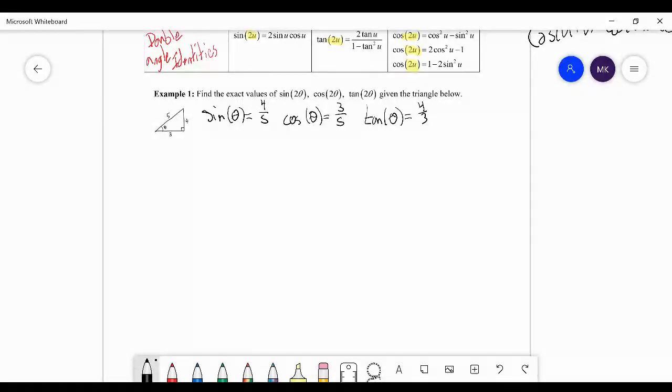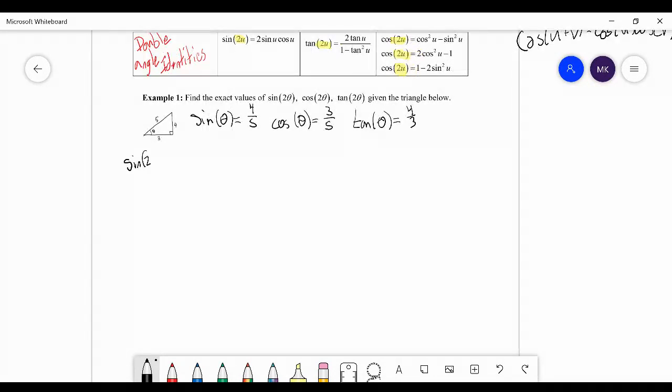So now using that in these formulas, we can find sine of 2 theta by simply following this formula, which is sine of 2 theta is 2 sine of theta cosine of theta. So it's 2 times 4/5 times 3/5, which ends up being 24/25. It's really not that challenging.